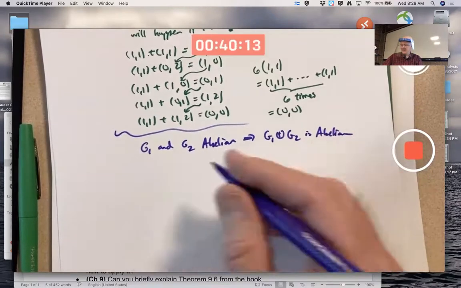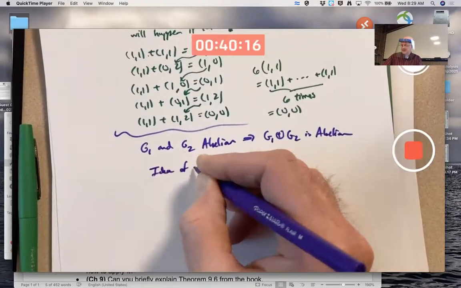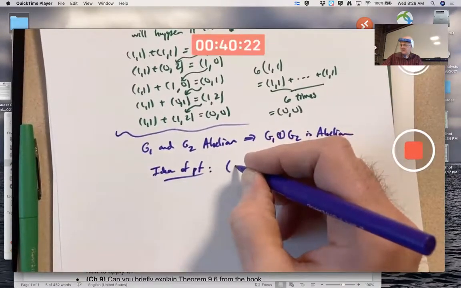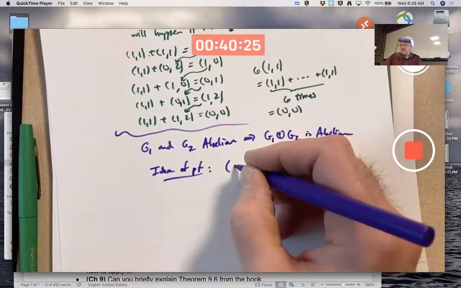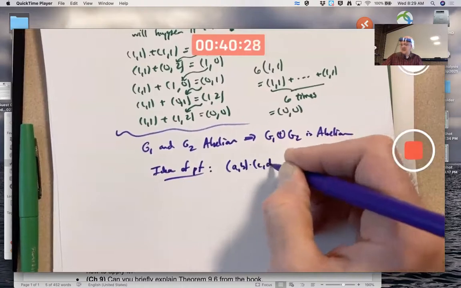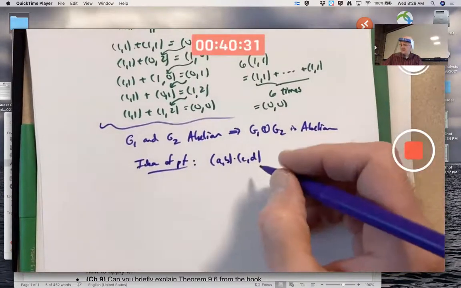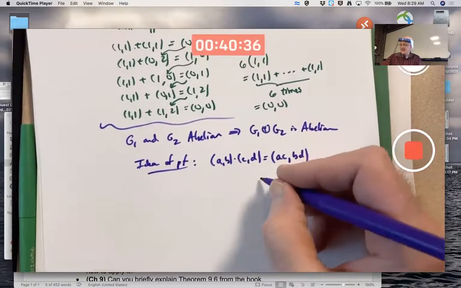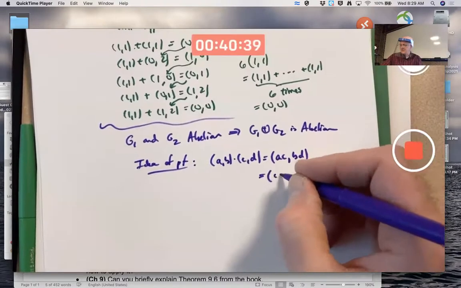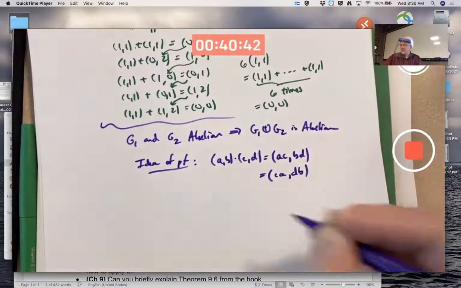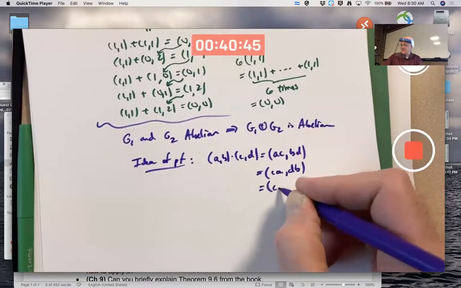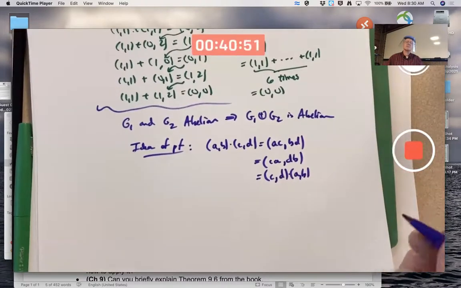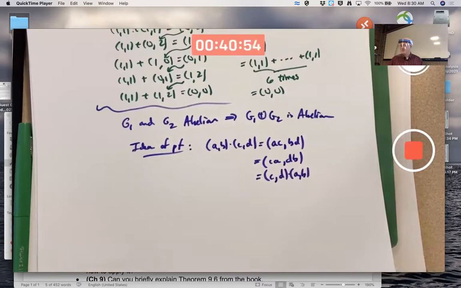The idea of the proof would be, take the product of an arbitrary element here. Say AB times CD. It's an abstract one, so I'm going to use multiplication. That'll be component-wise multiplication here, ACBD, and then use the fact that G1 and G2 themselves are abelian to write that ordered pair, and then separate that out by definition of ordered pair multiplication in this external direct product. So that's the idea, and it's fairly simple.